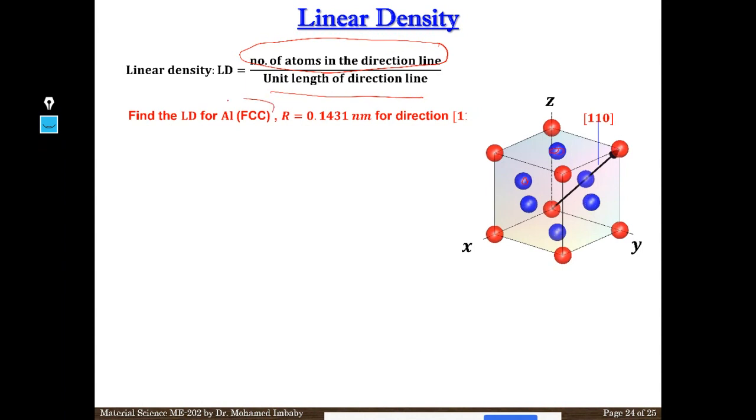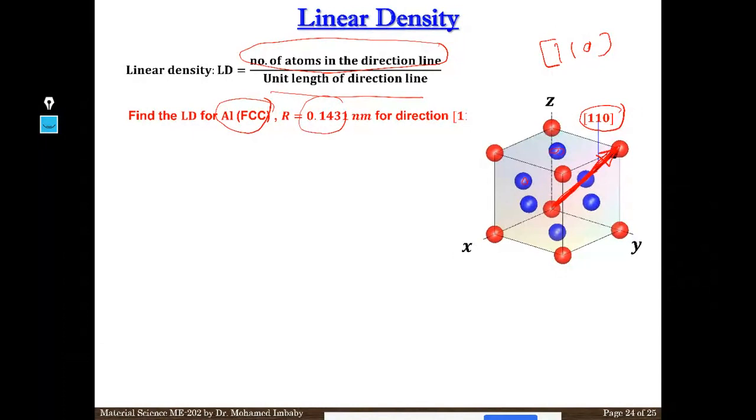I'm asking you to find, in this case, the radius of the atom is 0.1431 nanometer for this direction. Sorry, Shabab, because this direction is not clear here, I will just change it for you. The direction I needed is 110. So if you look at 110, this means this direction. Do you see this direction, Shabab?